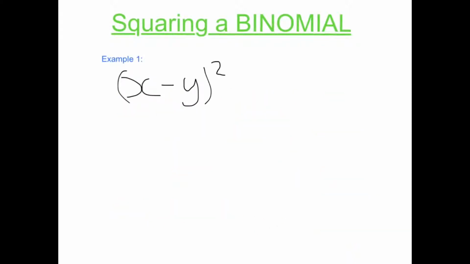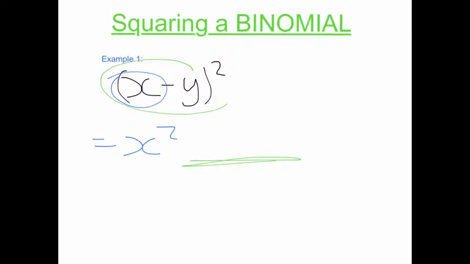Here's an example on squaring a binomial. So to get our first term, what we have to do is take our first term and square it. So we'll get x squared. And to get our middle term, we take whatever's in the bracket, times that together, and then times it by 2. So x times negative y will give us negative xy, but we want to times that by 2 as well. So we'll get negative 2xy.